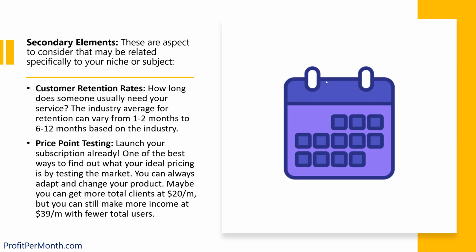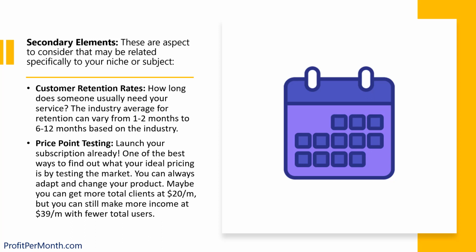The industry average can vary anywhere from 1 to 2 months for businesses that are kind of quicker and they turn around faster, and other times 6 to 12 months and even much longer for providing consistent support and services, especially things such as software services where people will stay on for much longer. For example, Spotify and Netflix, things that people use consistently, those subscription services last much, much longer.